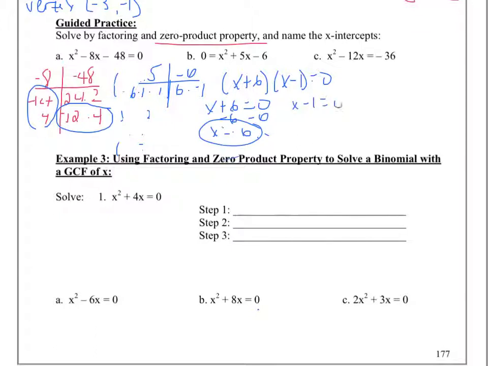X minus 1 is also equal to 0. So x here is equal to 1. Writing them as the x-intercepts, I have (-6, 0) and (1, 0). I'm going to erase this part here as well and move on to the last one so you can check to see if you got it correct.